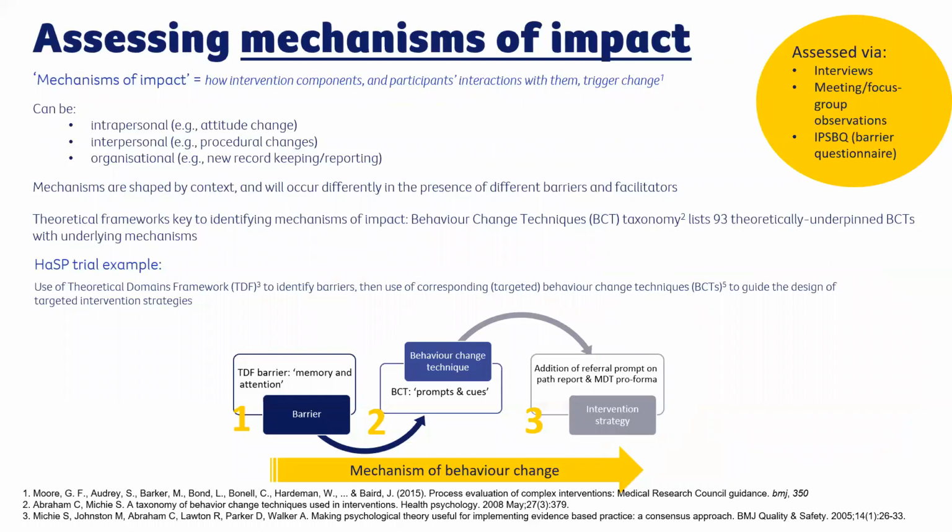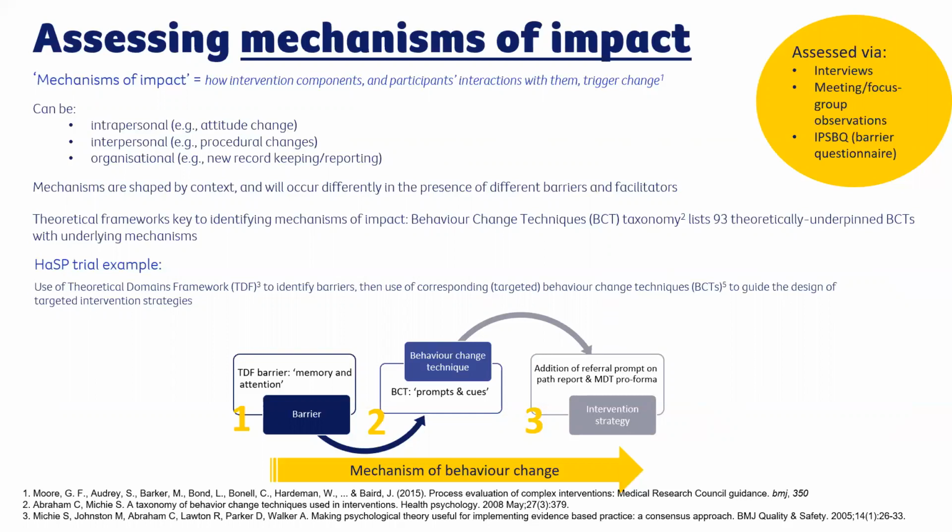The next aspect is mechanisms of impact, which refers to the way intervention components and people's interactions with them trigger change. Theoretical frameworks can be really helpful when looking to both design intervention strategies and identify mechanisms of impact. The behaviour change techniques taxonomy, or the BCT, is particularly helpful because it describes a whole host of behaviour change techniques and specifies their underlying behaviour change mechanism. You can use this information to put together a quick model of how the behaviour change process might look for a given intervention, which I've done here for the HASP trial.